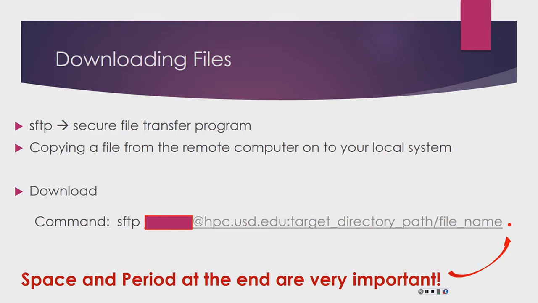Okay, so if you're going to download it, you use a command that has the SFTP in the beginning, and then a space, then the username that you're under, the cluster, and then the target directory with the file name, and then the space and the period at the end are very important, as he so kindly added. I did not have that in there, but yeah, so that's the basic command that you would use.